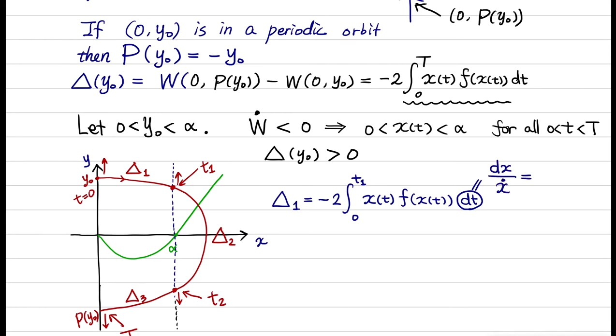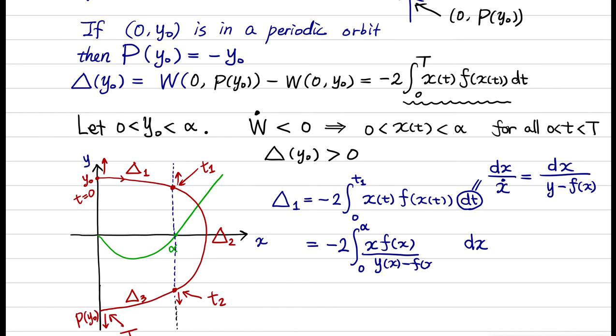And what was x dot? x dot was y minus f of x. So I can change the integral in terms of x integral. And when time is moving from 0 to t1, x is moving from 0 to alpha. And then the rest of the integral will be given in terms of x as following. So y of x minus f of x.